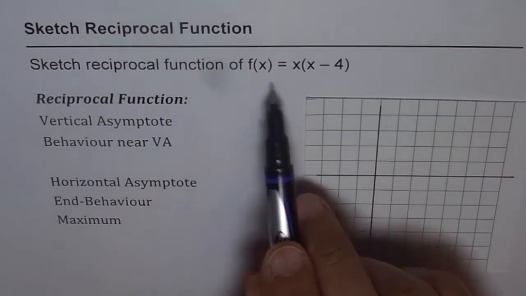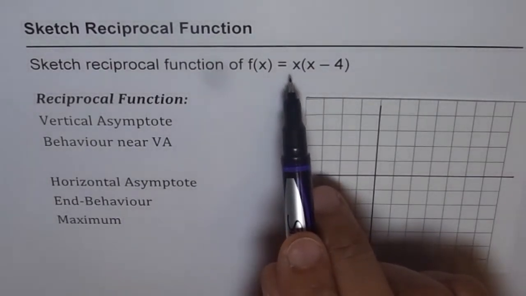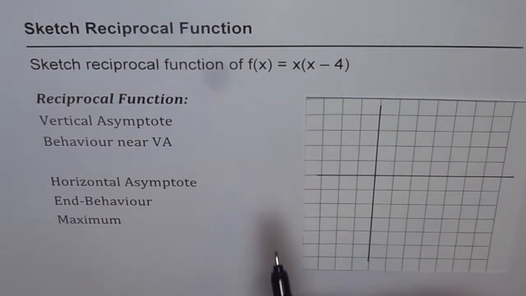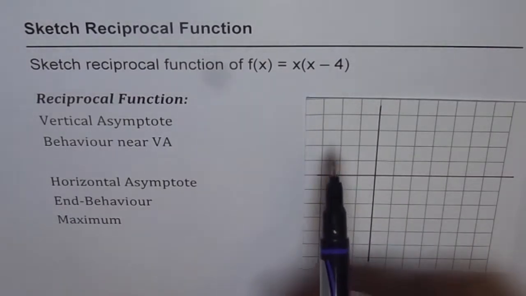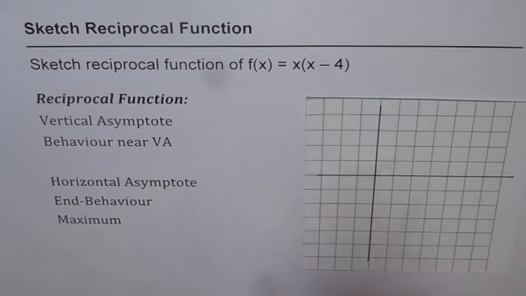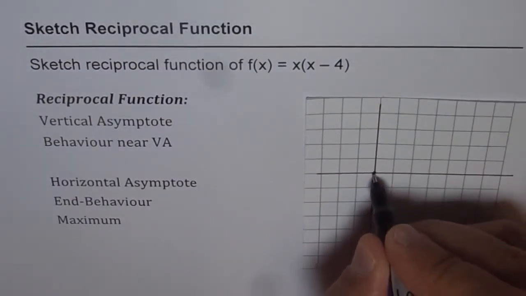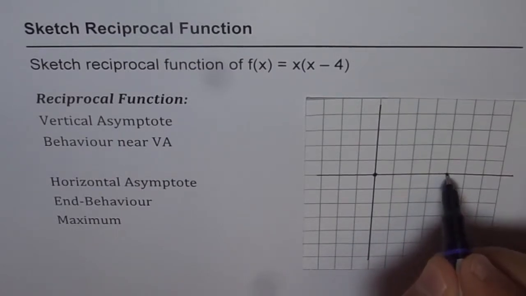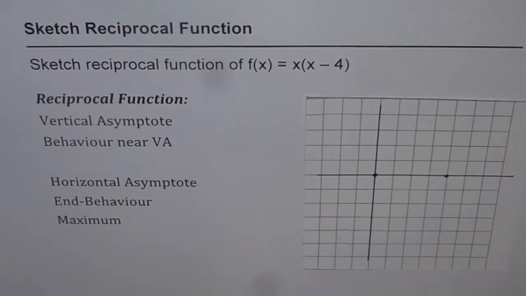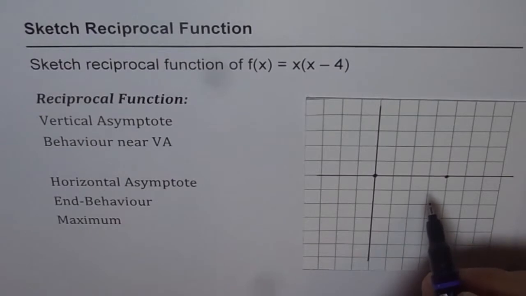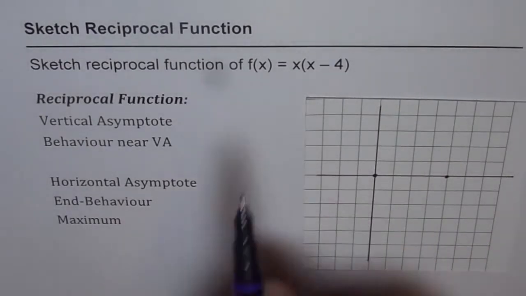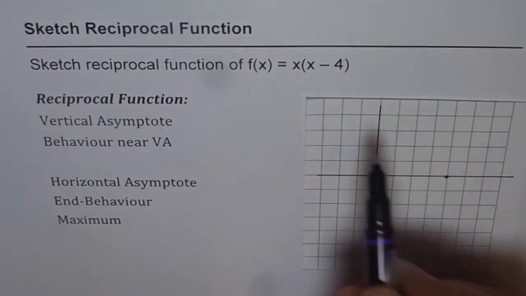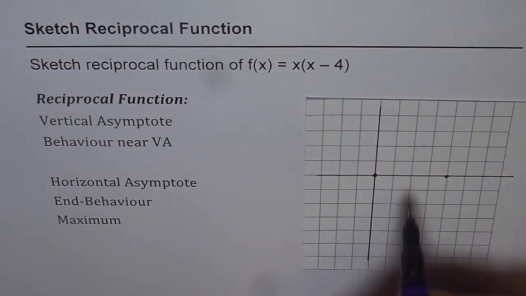So to sketch this function, f of x equals x times x minus 4, we can start with the x-intercepts. There are two x-intercepts. One is at 0, the other one is at 4. Let's say these are the two intercepts. One is at 0, the other one is at 1, 2, 3, 4. Now this function opens upward since the leading coefficient is positive, and it has a minimum midway, which is at x equals 2.